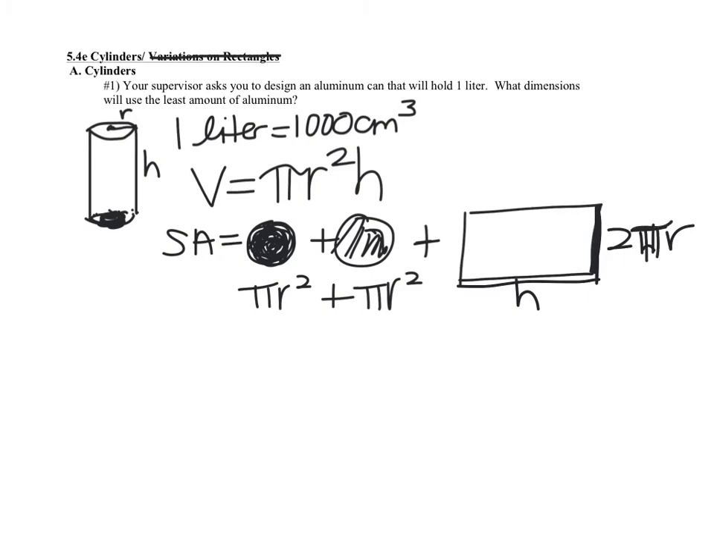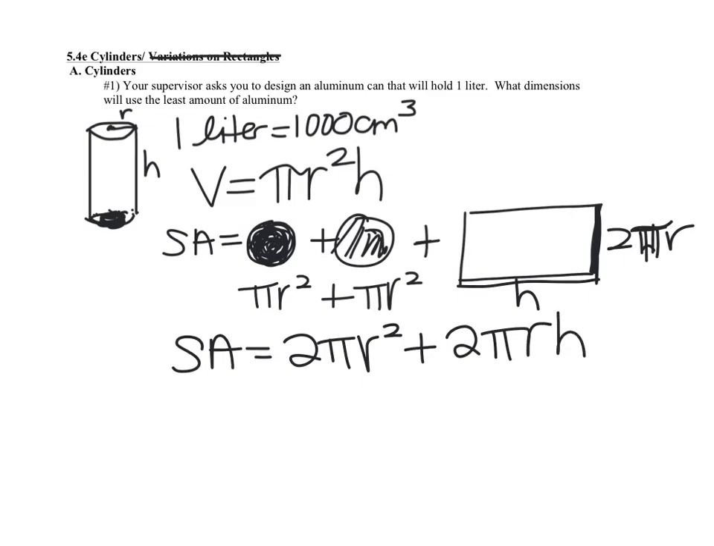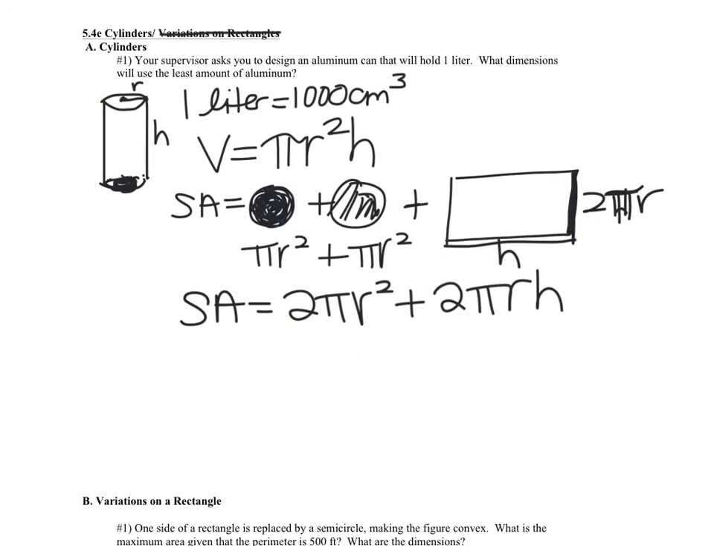Can you picture that? So you have it all wrapped up like this. Here's the circumference of the circle. When you unwrap it, it's the height times the circumference. Okay, so then that means that the surface area would be 2 pi r squared plus 2 pi r h. Surface area of a cylinder.